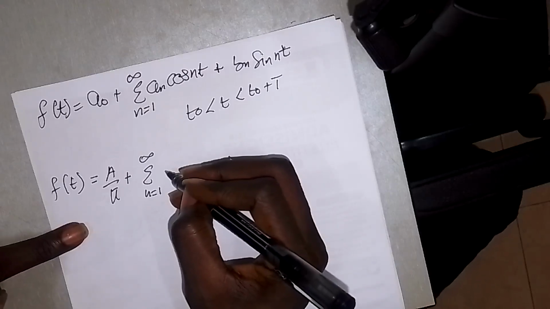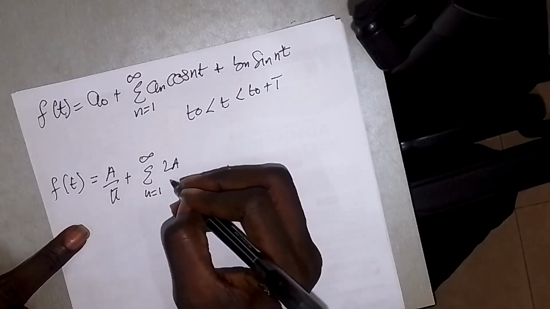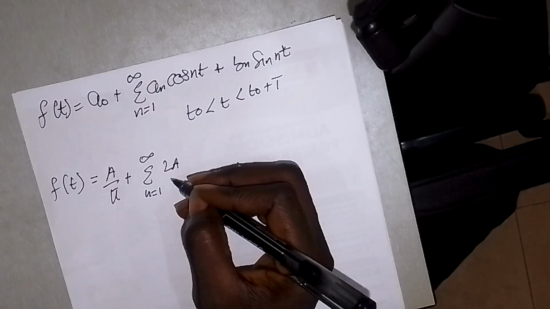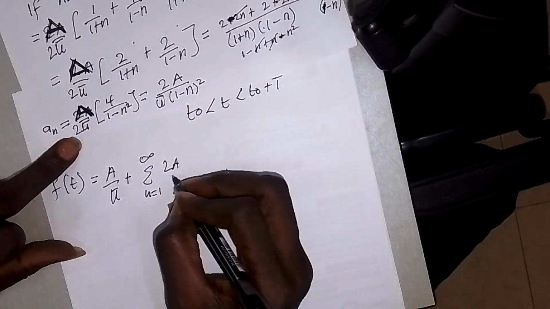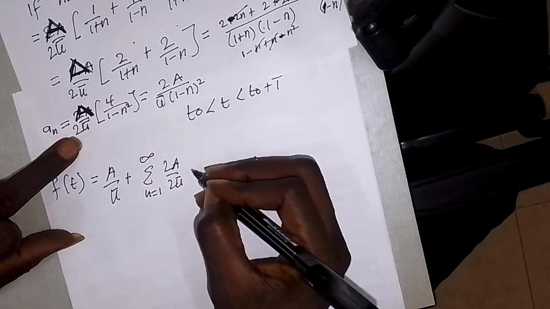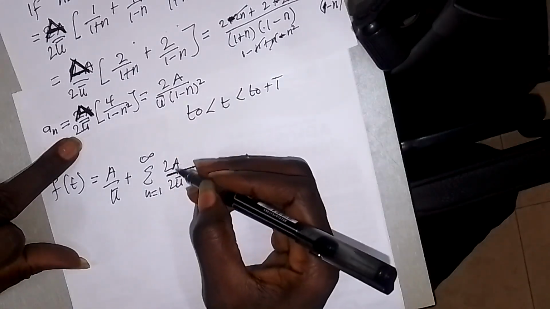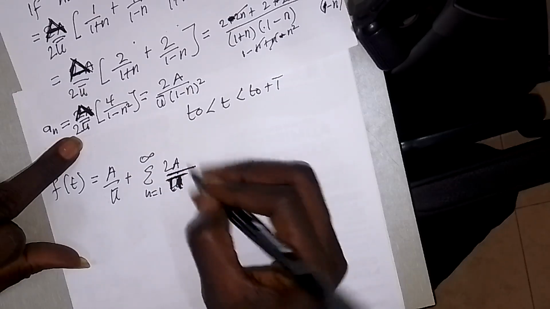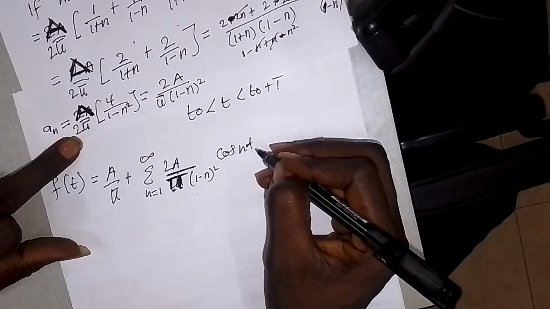What we got for an was 2a over pi, into 1 minus n squared, all times cos nt. Sorry, it's 2a over pi into 1 minus n squared, all times cos nt.